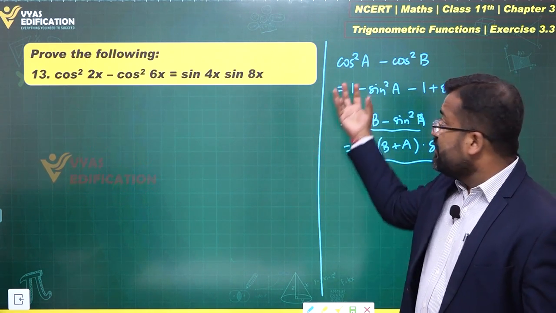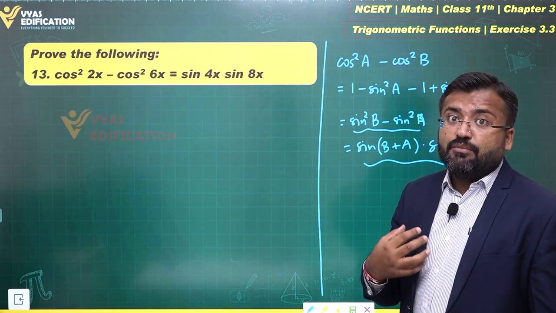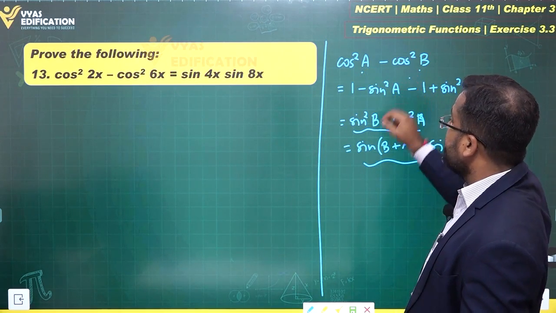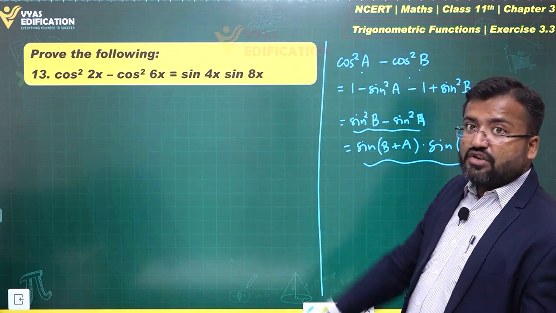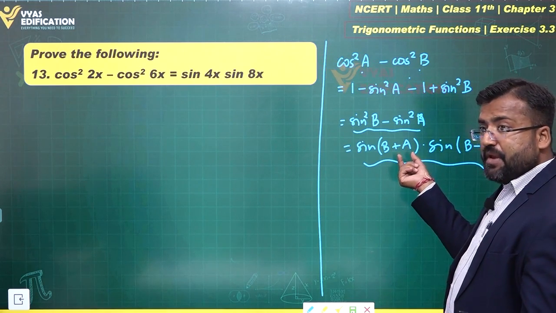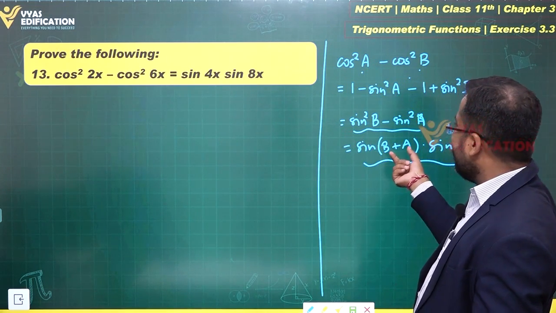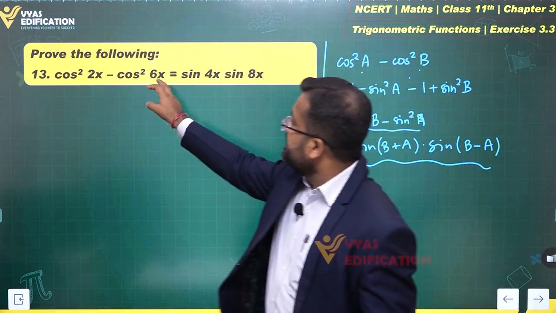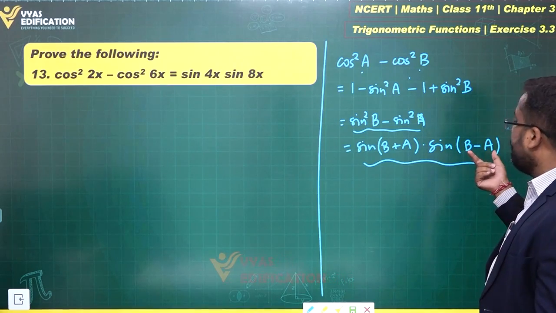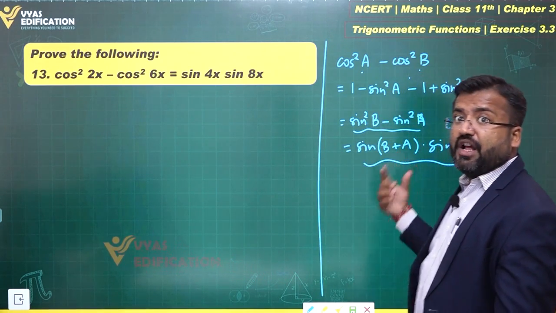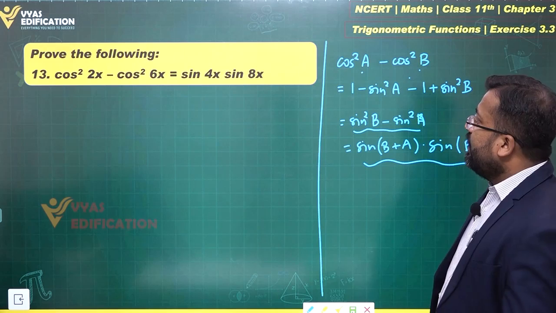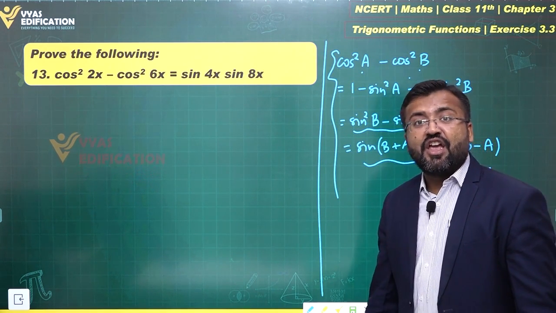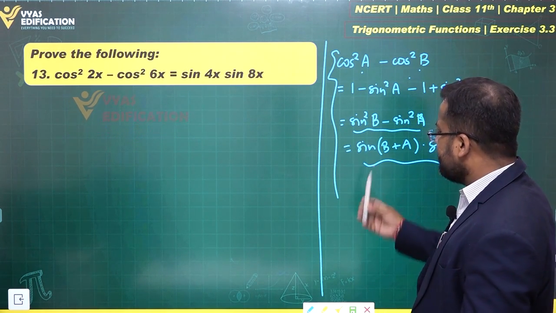But what about this question? Can we use this identity over here? Had we been allowed to use this identity, the result would have been pretty simple. You can observe cos square 2x minus cos square 6x would be sine of B plus A, which is 2x plus 6x, sine 8x, and sine of 6x minus 2x, that will be equal to sine 4x. The two products would have been obtained very easily. But if life were so simple, it would have been very easy. This result is not known to us.